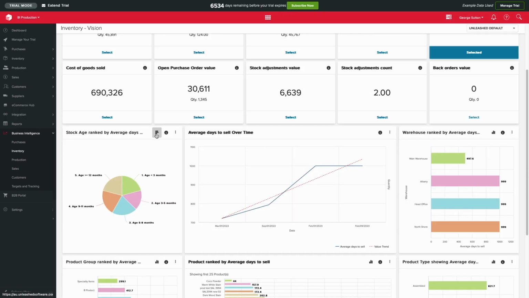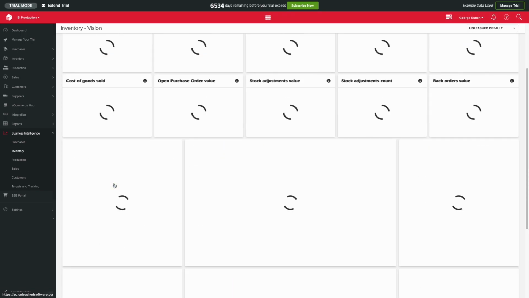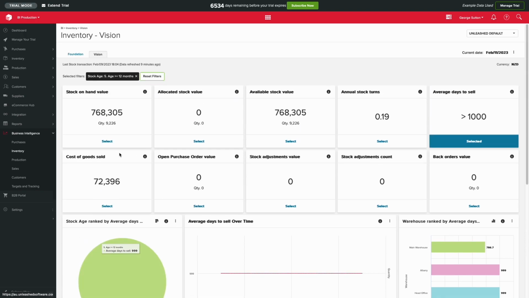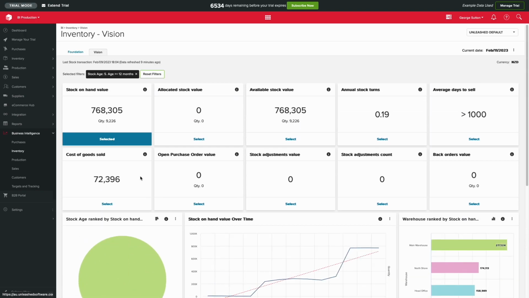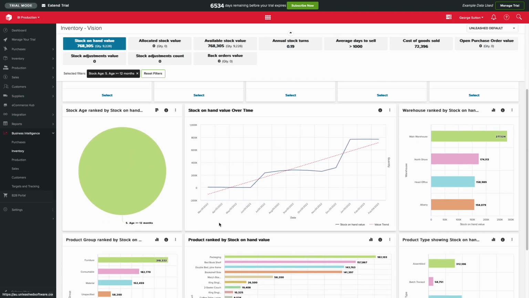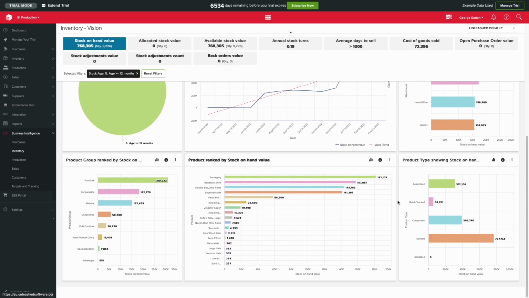There's a substantial amount of stock that's older than a year. Let's cross-filter this by stock on hand value. This graph is interesting. There were a couple of significant jumps in value, one in July and one in December. You can continue cross-filtering and exploring the data to build significant insights and start to answer questions like, what's the value of my older stock?